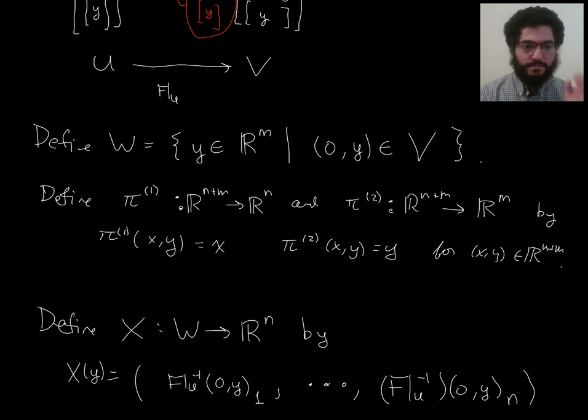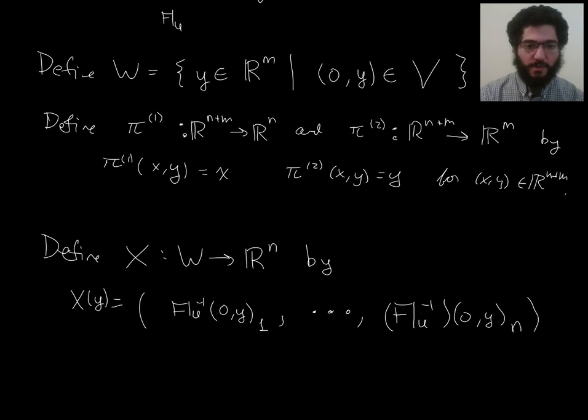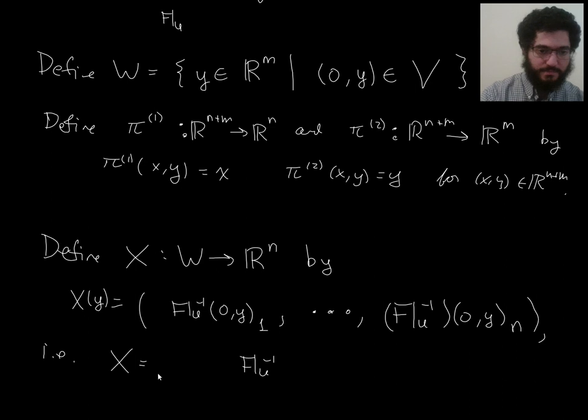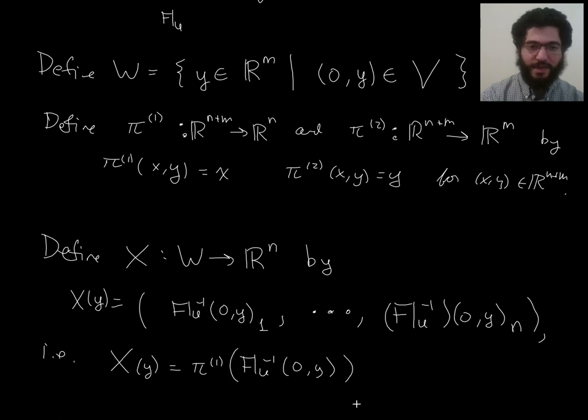Okay, so then it's very easy to describe what x is. X is, well, just take f restricted to U inverse. So x of y is going to be take f restricted to U inverse, apply it to 0, comma y, and then take the first portion of that, the first n components of that. So that is our definition for capital X.